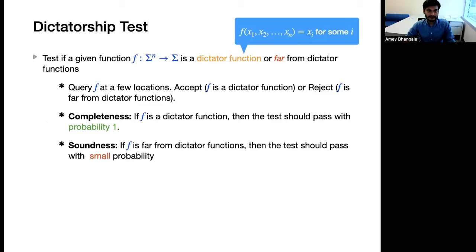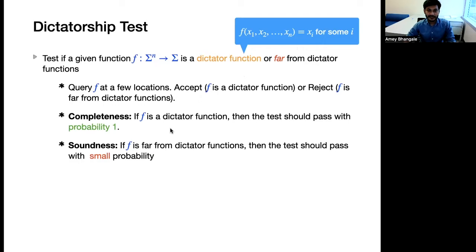Now in this talk, I will focus on the most important component of the reductions for proving hardness of approximation, and that is the dictatorship test. So here we are given a function from sigma to the n to sigma. Sigma is some finite domain, and the function is called a dictator function if it always outputs a fixed coordinate from its input. Now, I won't formally define what I mean by far from dictator functions, but you can think of these functions as not defined fully by a small subset of variables.